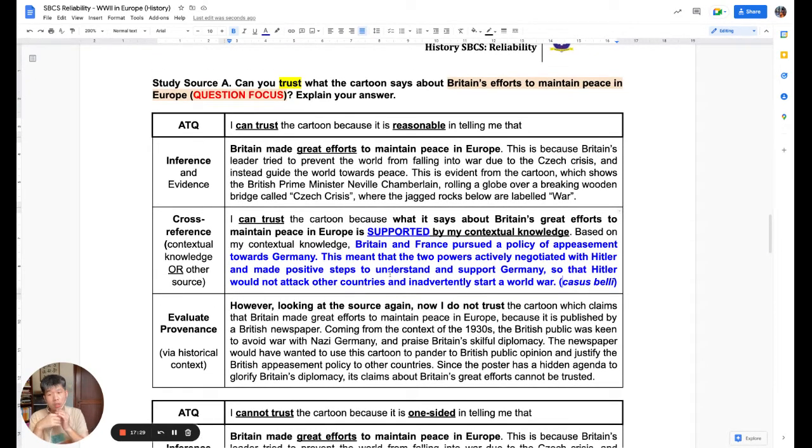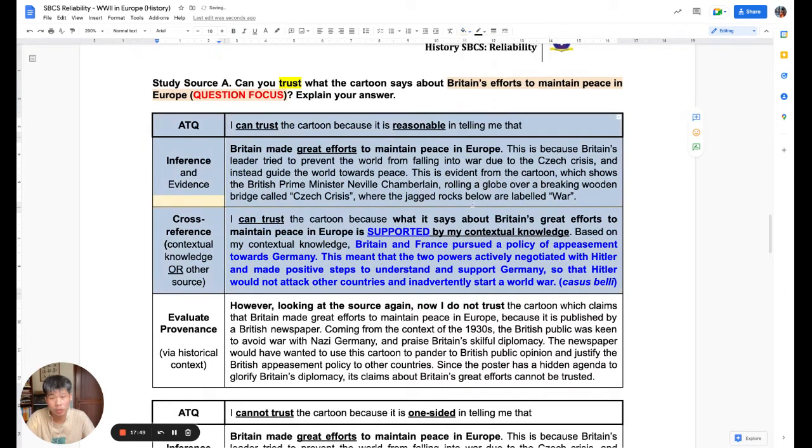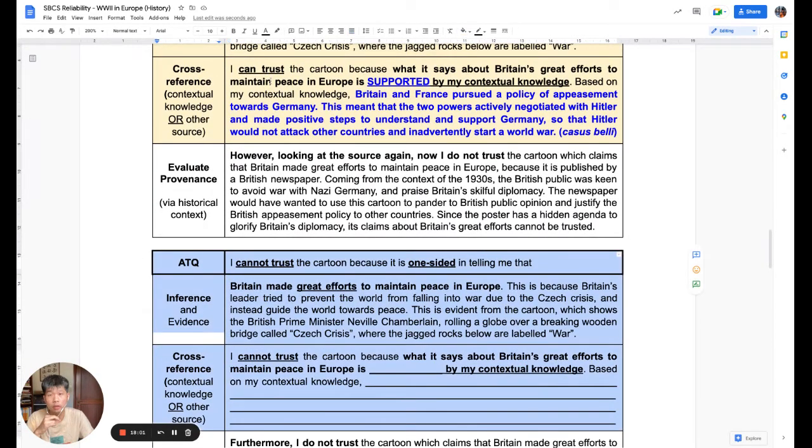So if you looked at the cartoon and you immediately agreed with the inference because of what you know, you would go for a can trust position. Can trust because I know that Britain and France pursued a policy of appeasement. So this three rows is your standard strategy to answering a reliability question, if you were to say, yes, I can trust. What if you wanted to go with a cannot trust strategy?